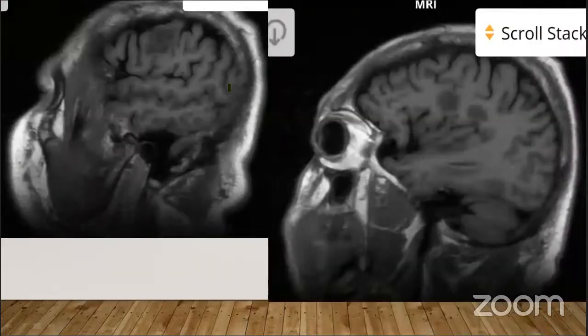So this is the sagittal MRI of the same patient. On one side, this is the lesion. On the contralateral side, these two lesions can be appreciated.